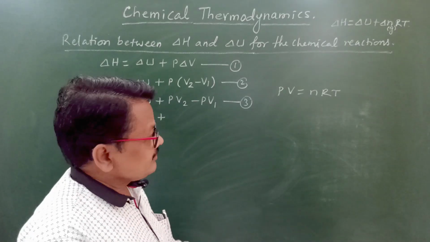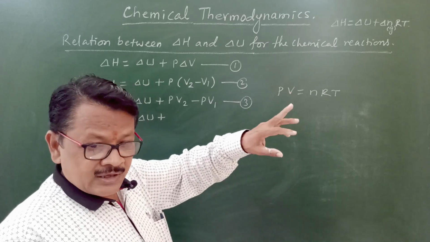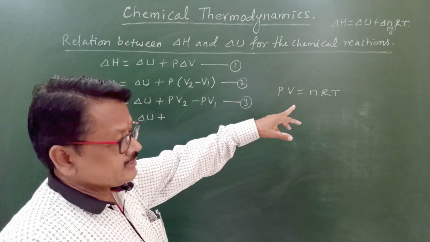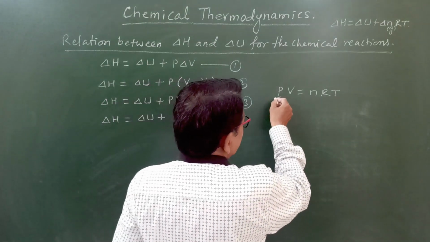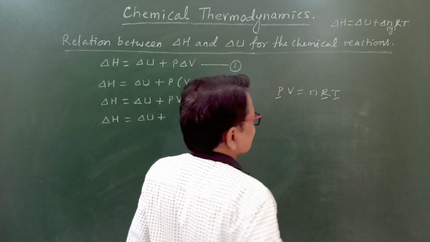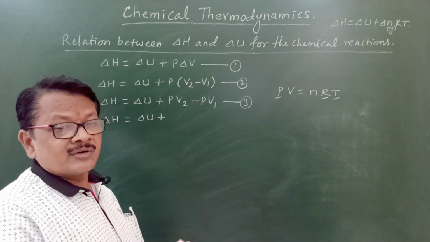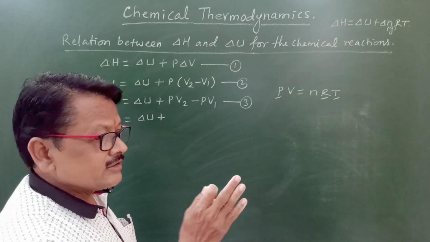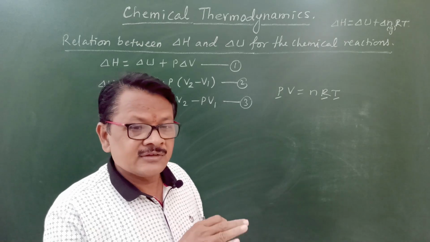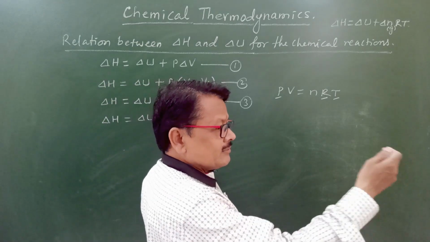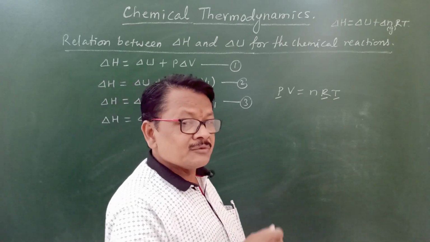What is P? That is the pressure. What is V? Volume. N, number of moles of the gaseous substances. R, gas constant. And T, the temperature, which also remains constant. So pressure, R and T are the constants. If the number of moles of the reactants and products changes, then the volume changes. If the number of moles at the initial state is N1, then its volume will be V1. And if the number of moles at the product side is N2, its volume will be V2.